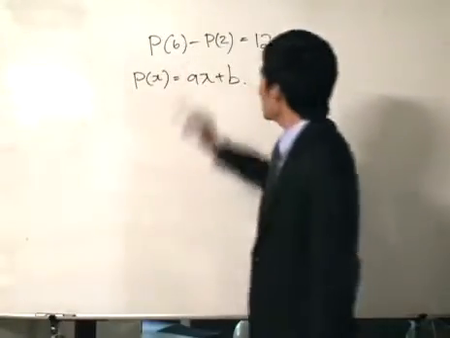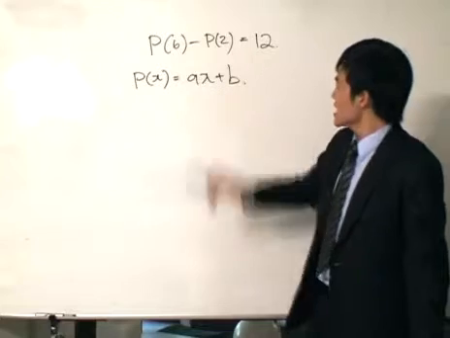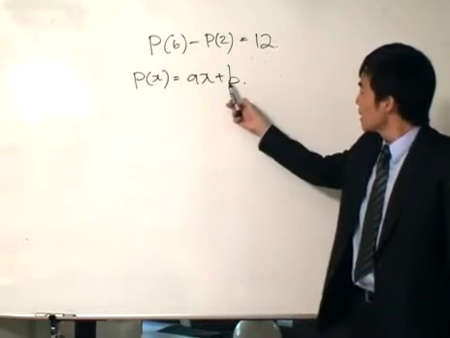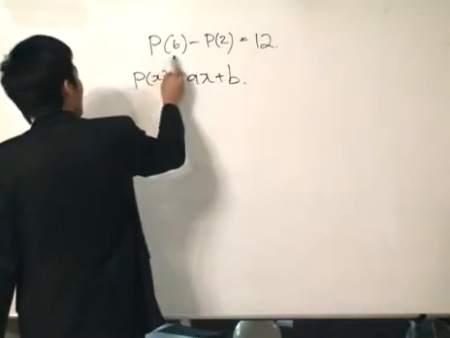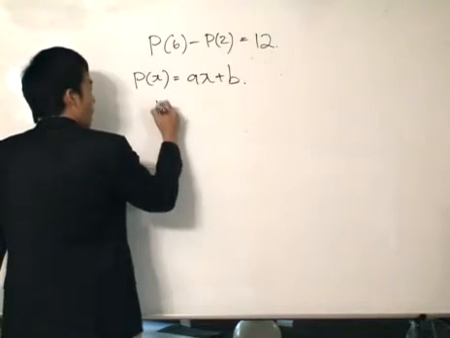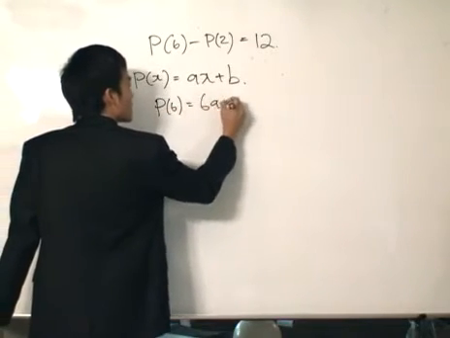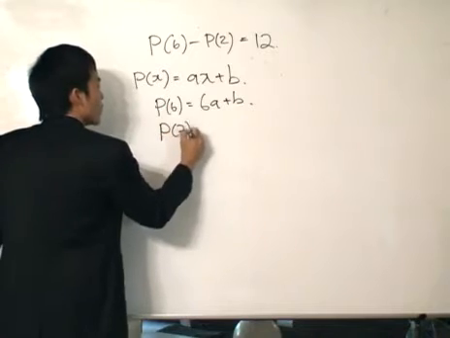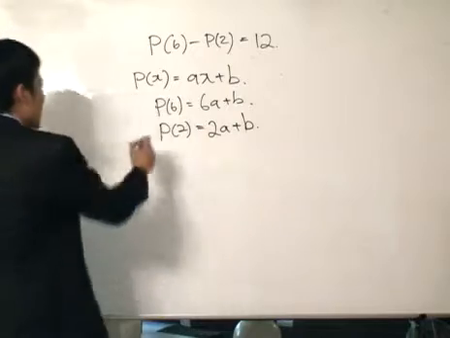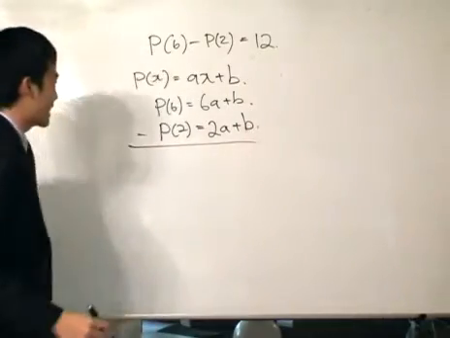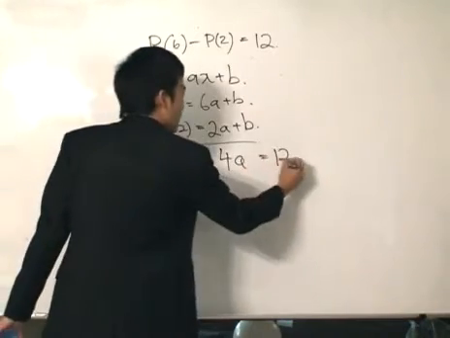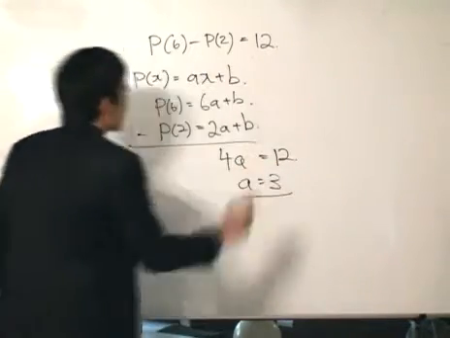So what is P(6)? P(6) is telling us that we put 6 inside the value of x. I know that may not do much because we've got a and b, but what can help us is the statement here: P(6) take away P(2) is equal to 12. So I'll put P(6) in, which gives me 6a plus b. Then P(2) is equal to 2a plus b. I can subtract them because the b is common, so it eliminates that, and I get 4a. I know that 4a is equal to 12, and so a is equal to 3. Simple enough.